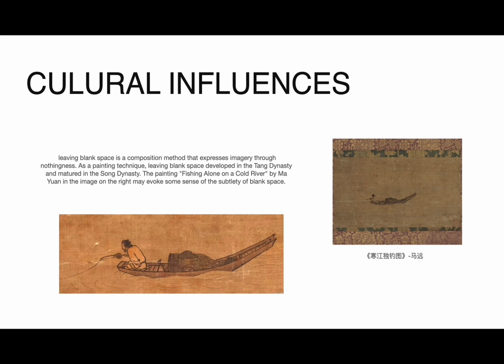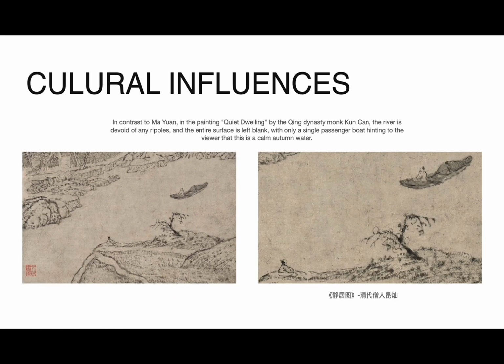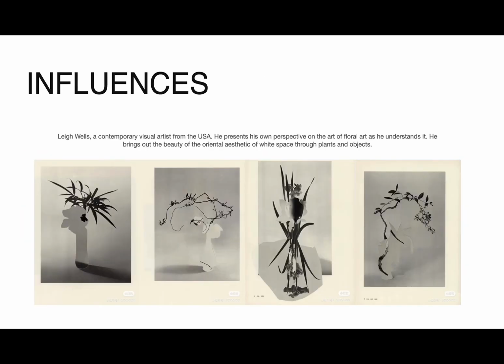Because of the blank space, the atmosphere of the cold and desolate river, the fisherman's concentration on fishing, and the distant imagery and imagination come to life on paper. In contrast to Ma Yuan, in the painting Tranquil Dwelling by the Buddhist Kuncan during the Qing Dynasty, there are no ripples in the river, and the entire surface of the water is left blank, with the only boat suggesting to the viewer it is a tranquil autumn water. Kuncan's use of blank space is more limited and organized.